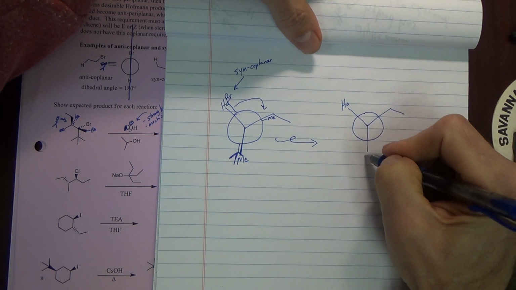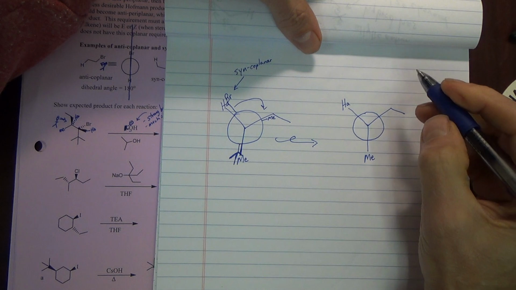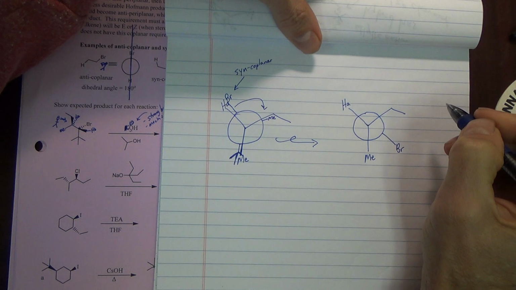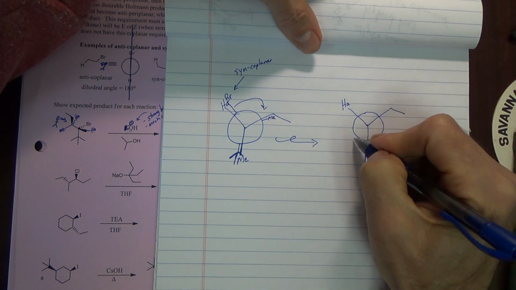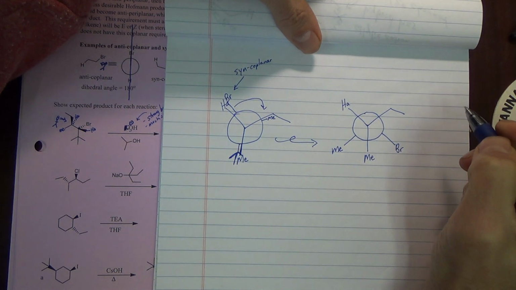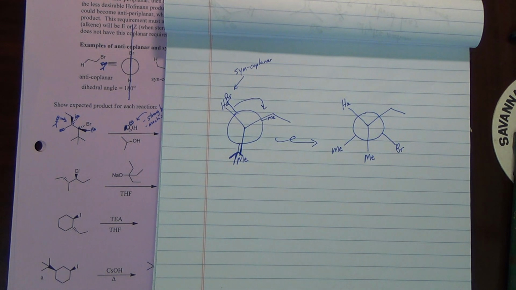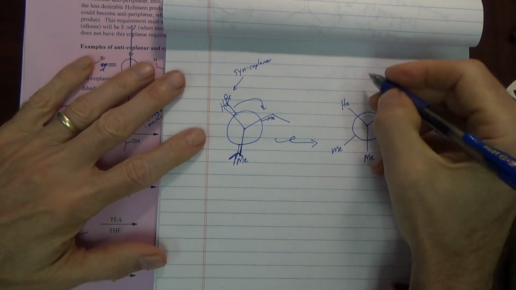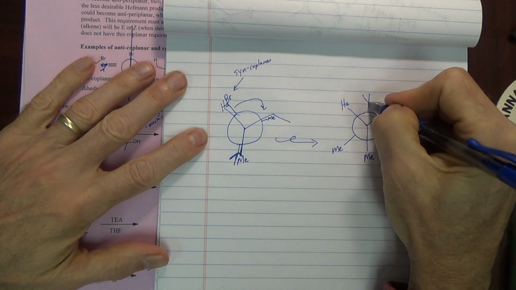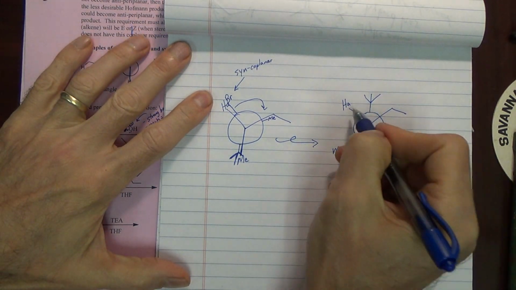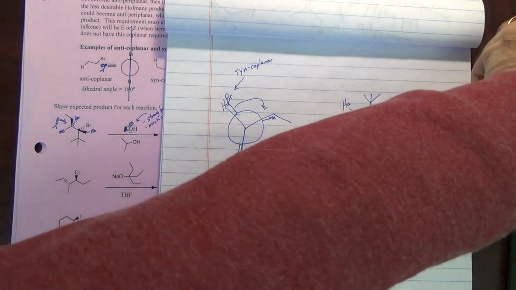In the front, methyl. I'm rotating the back. We'll put the bromine here. That's going to move the methyl on the back here, and the T-butyl on the back, it's going to be here. And now HA and the bromine are anti-coplanar.